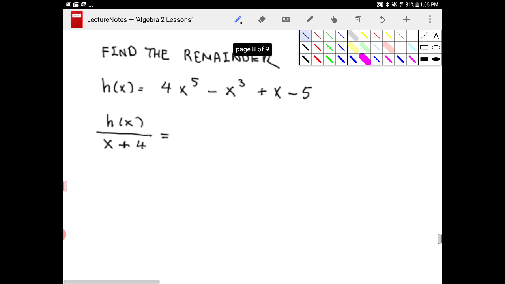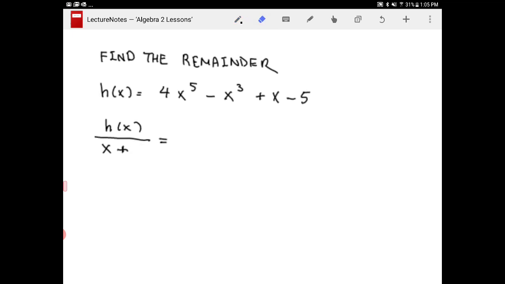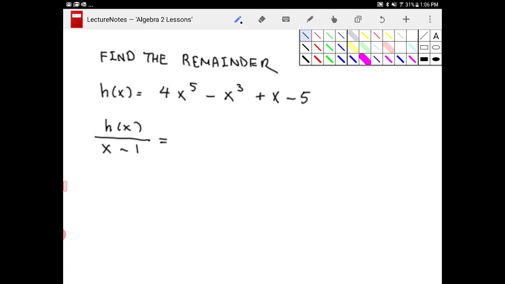Suppose I wanted to find the remainder of this function, let's not do +4, let's do -1, when divided by x minus 1. So the remainder r will equal h of, is it going to be +1 or -1? It will be +1. Something like this is simple enough that I can just pop in the value and figure things out. I don't need to use synthetic division or long division.